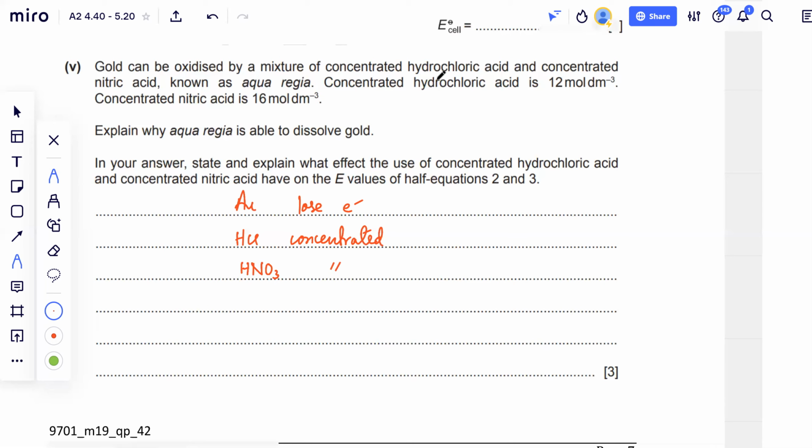Concentrated hydrochloric acid is 12 mole per dm cube, and the other one is 16 mole per dm cube. So that's 16 or 12 times greater in concentration compared to your standard conditions. So explain why aqua regia is able to dissolve gold. In your answer, state and explain what effect the use of concentrated hydrochloric acid has on E0 values for equations 2 and 3.